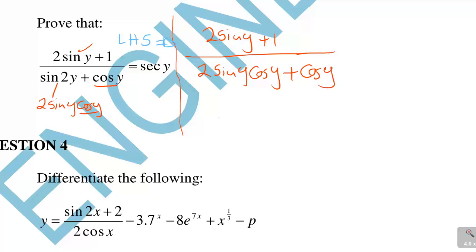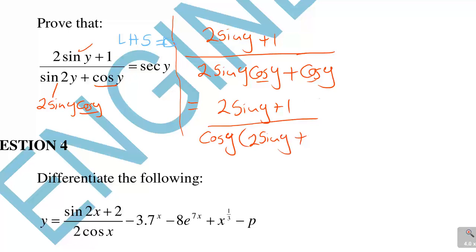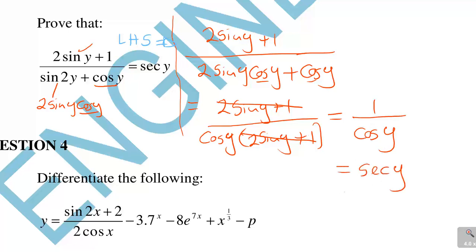You see that? And then, as I said, you factorize what's common. Cos is common there, so you take out cos y. So you've got 2 sine y plus 1 over cos y times 2 sine y plus 1, and that cancels to 1. Hence you see me kind of saying this and this, that's the major thing that was being done there. So you've got 1 over cos y, and remember 1 over cos is sec y, which is equal to my right hand side.